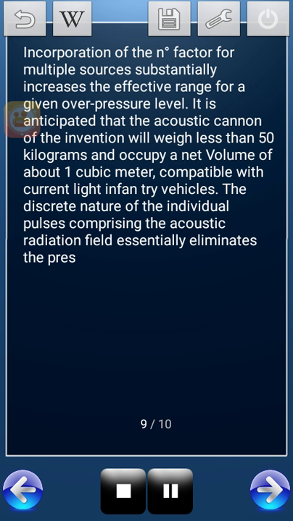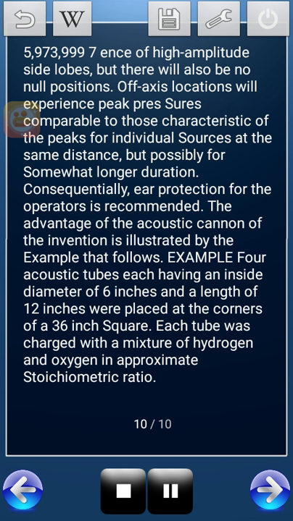The discrete nature of the individual pulses comprising the acoustic radiation field essentially eliminates the presence of high-amplitude side lobes, but there will also be no null positions. Off-axis locations will experience peak pressures comparable to those characteristic of the peaks for individual sources at the same distance, but possibly for somewhat longer duration. Consequently, ear protection for the operators is recommended.